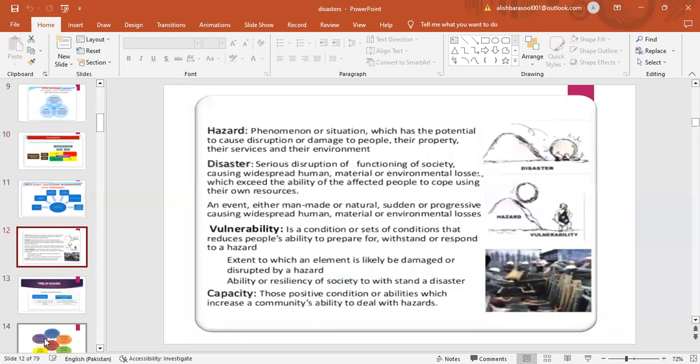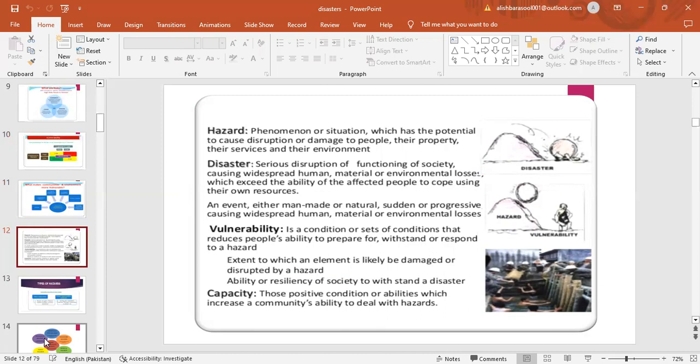Hazard: phenomena or situation which has the potential to cause disruption or damage to people, their property, their services, and their environment. Disaster: serious disruption of functioning of society causing widespread human, material, or environmental losses which exceeds the ability of the affected people to cope using their own resources.